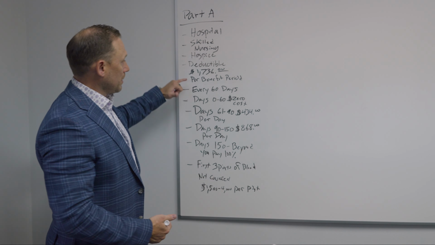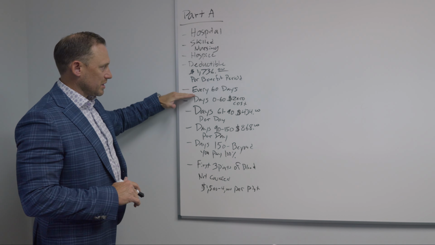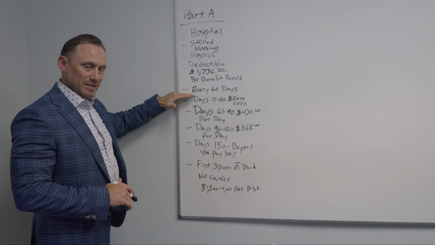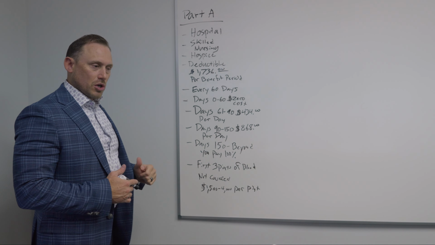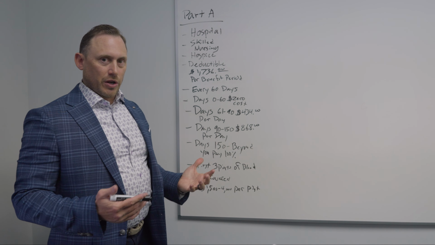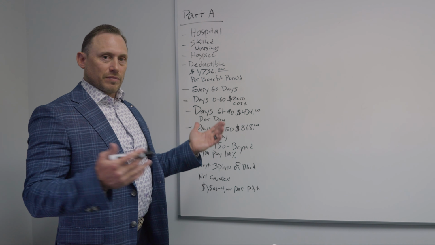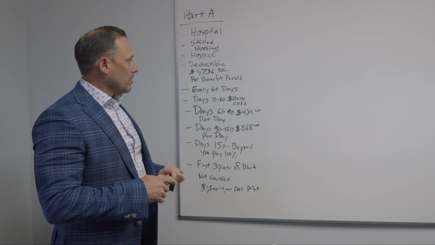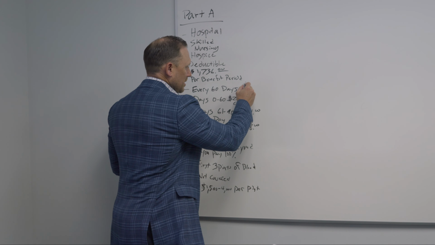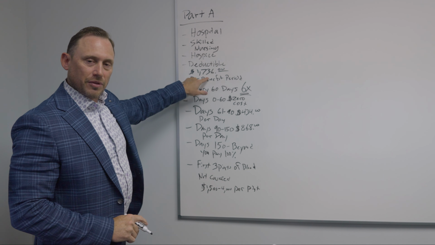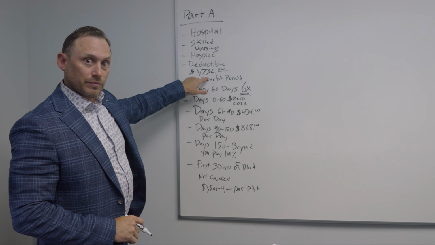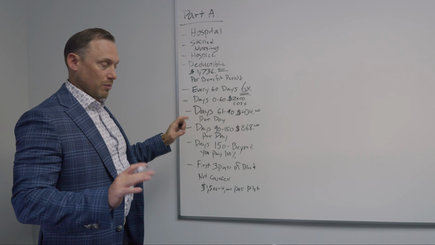So it's not a calendar year deductible. Again, the emphasis here is for you to understand it's a benefit period, and that benefit period starts over every 60 days. So worst case scenario, if you take 12 months and divide that by 60 days, you could potentially be exposed to that deductible 6 times per year. I'll make that very clear. Most people aren't aware of that.